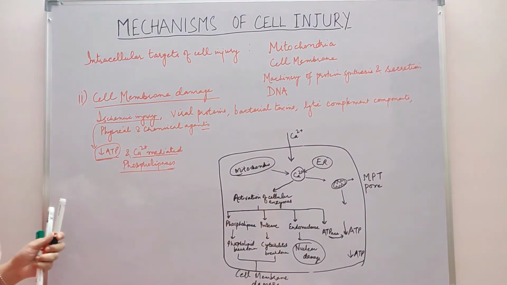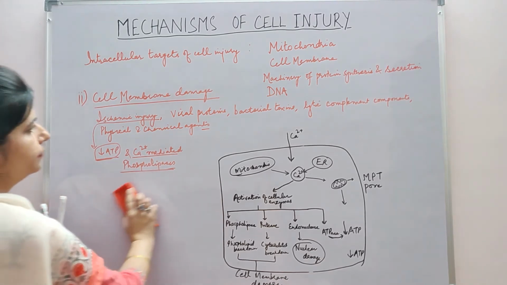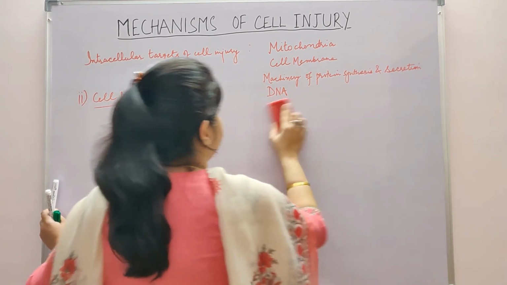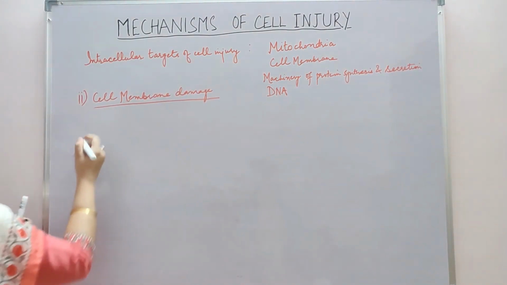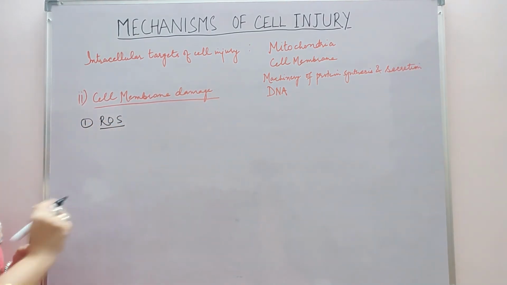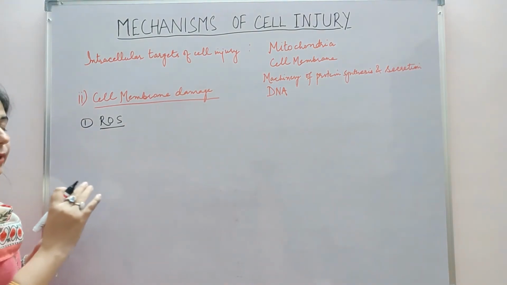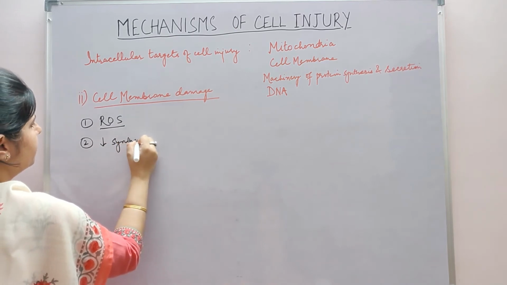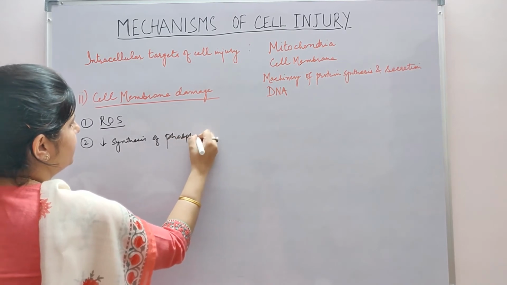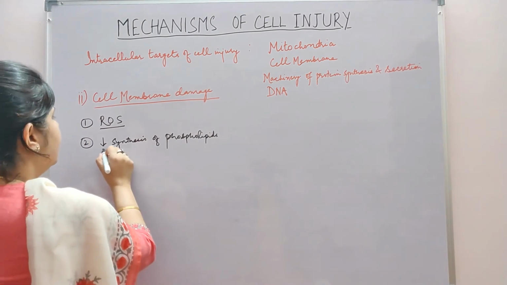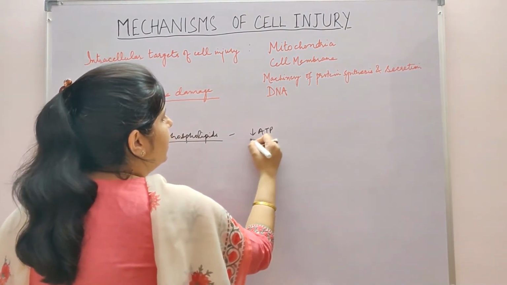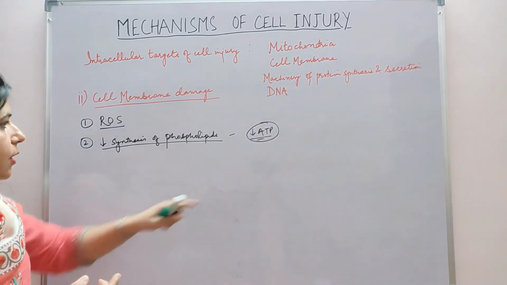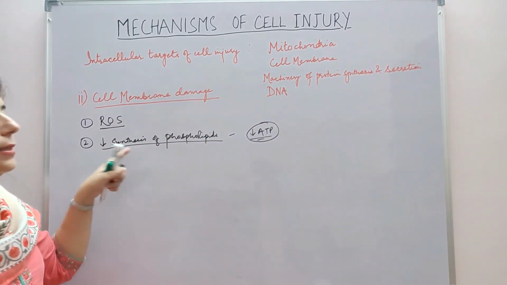Now let us study the various biochemical mechanisms that lead to cell membrane damage. So these mechanisms are, first, reactive oxygen species. So reactive oxygen species damage the cell membrane by formation of lipid peroxidation. Second, there is decreased synthesis of phospholipids. Why is phospholipid synthesis decreased? Because there is decrease in ATP. ATP is required for various synthetic activities, for the acylation reaction which is required for phospholipid synthesis. So due to injury, when ATP depletion occurs, there is decrease in the synthesis of phospholipids.